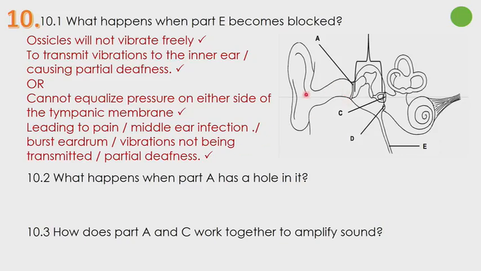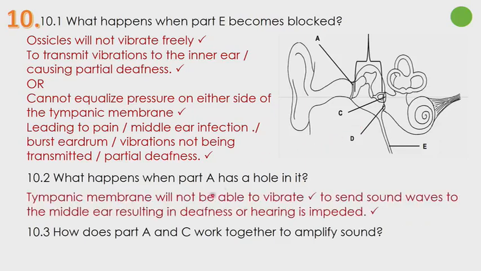Okay, question 10.2, what happens if part A has a hole inside it? So now when we have those sound waves that are meant to hit that thin membrane and cause it to vibrate, it's literally just moving through that membrane, which wouldn't be ideal because we rely on that membrane to catch the sound waves so that it can push onto the ossicles, so that the vibrations can be set in motion. So now we're going to have a case where the tympanic membrane would not be able to vibrate, so the sound waves to the middle ear obviously will not be passed as they should, resulting in either deafness or that the hearing will be impeded, which means that the hearing will be partially lost.